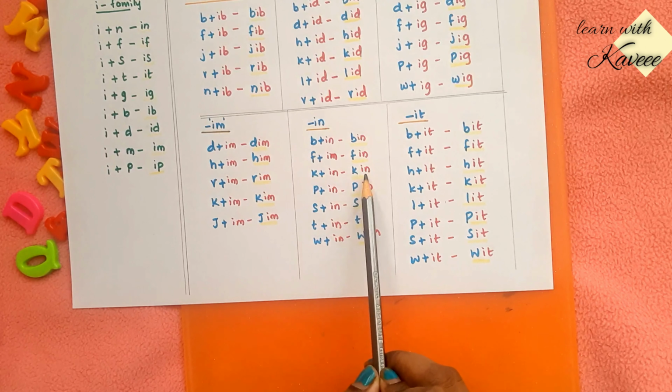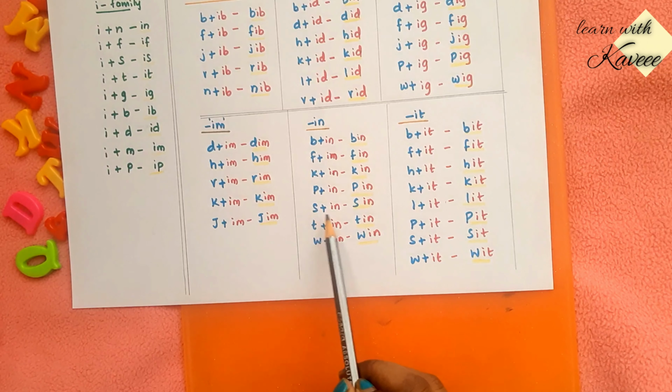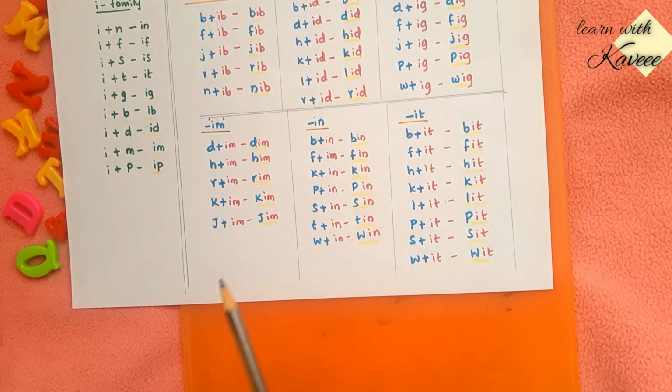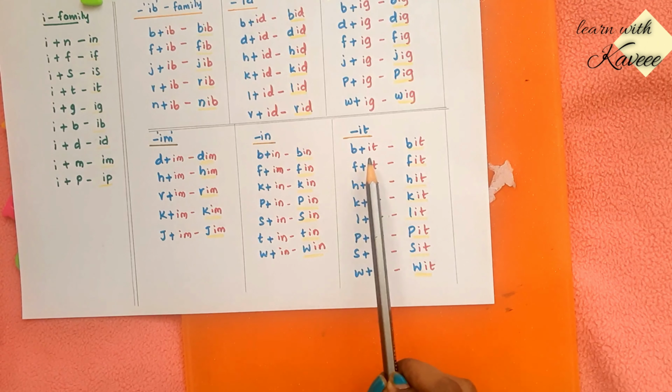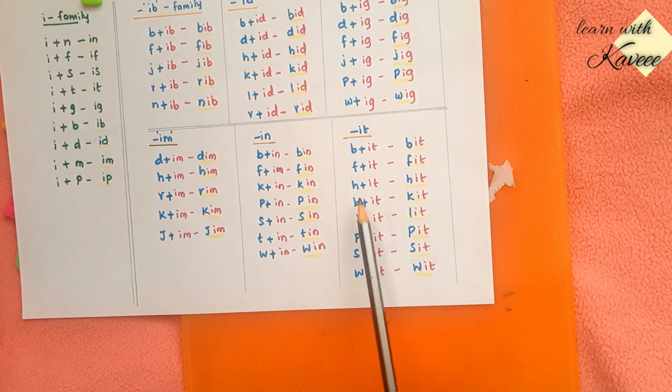K, in, kin. P, in, pin. S, in, sin. T, in, tin. W, in, win. Next we have the it family. B, it, bit. F, it, fit.